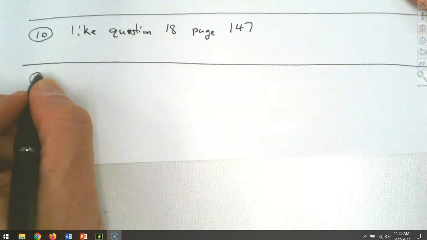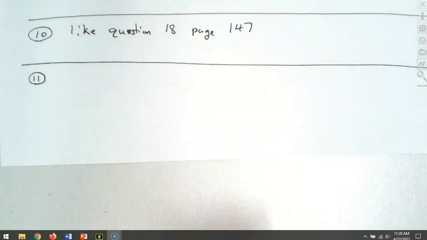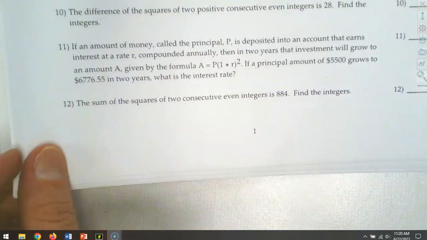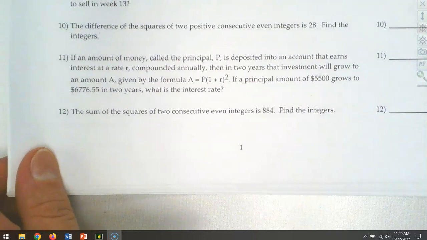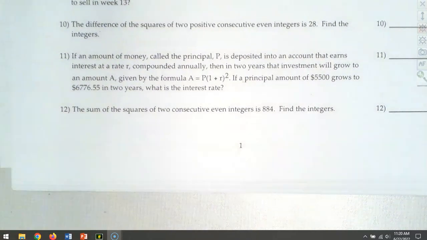Question 11 is the compound interest formula. And so we're going to read it, and we're going to talk about what all the pieces mean, and then we're going to see where I plug the numbers in.